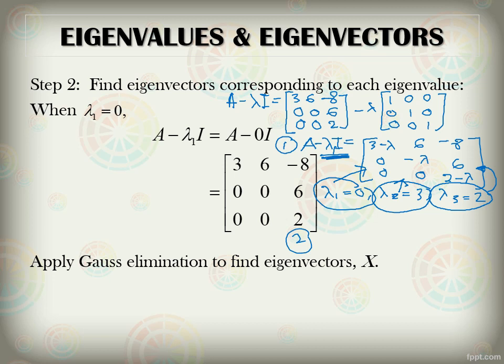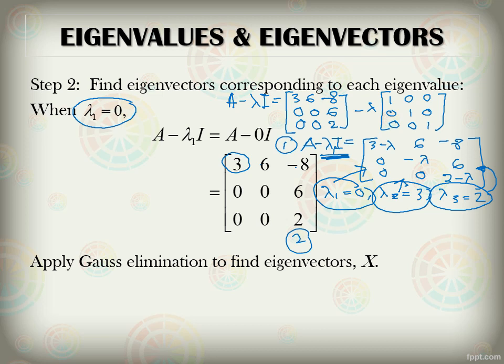Okay, are you clear? Alright, so now let us first solve for lambda 1, which is equal to 0. When you substitute into this, you get 3 minus 0, so you get 3. And 6 will remain, minus 8 will remain, and the 0s remain. All the elements which do not involve lambda will remain the same. So the ones that will change are just the ones that involve lambda.